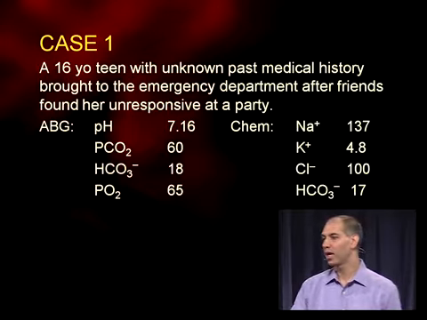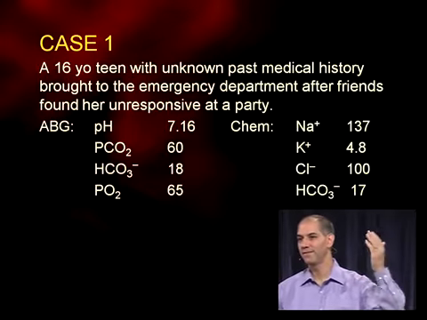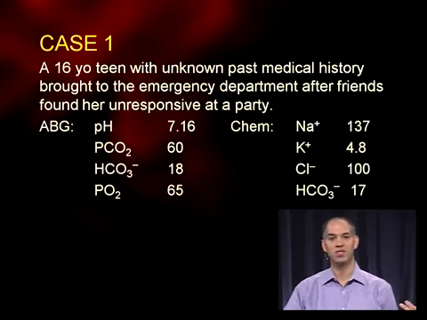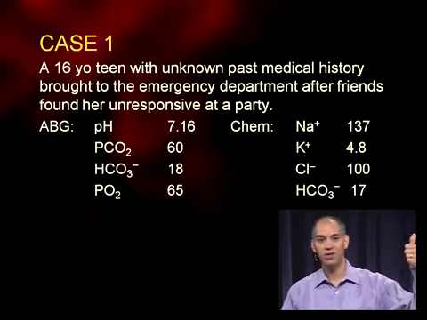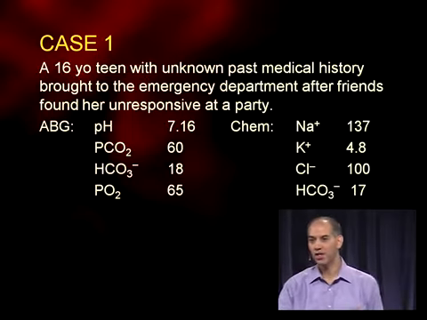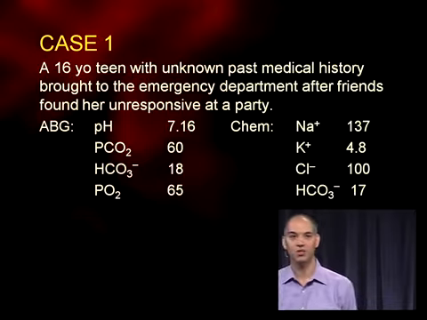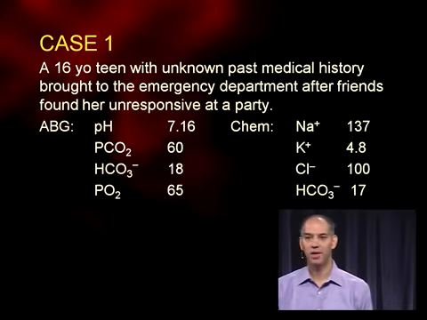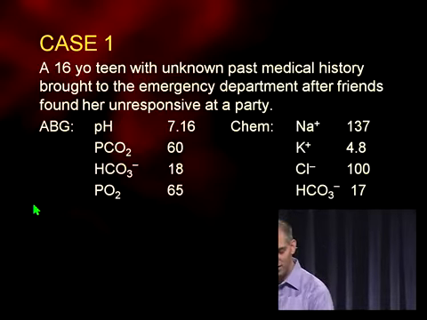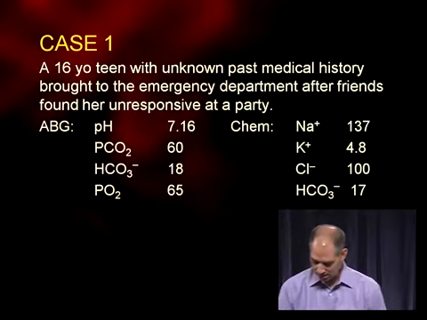Her pH is 7.16, so she has an acidemia. So the primary problem is going to be an acidosis. You next look at the PCO2, which is 60, so this is a respiratory acidosis. You then look, and what should the kidney be doing? It should be helping us out with a metabolic... wait a minute, the kidney's not helping us out. She also has a metabolic acidosis.